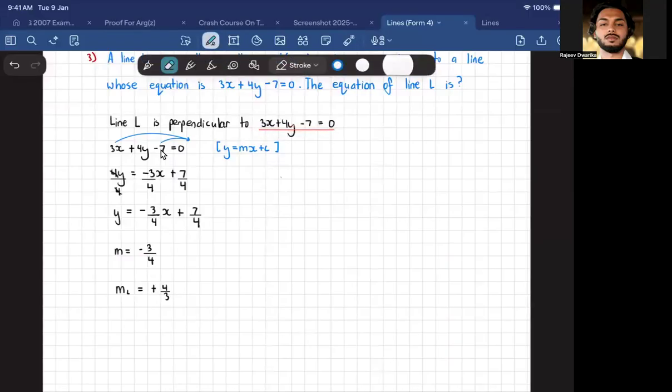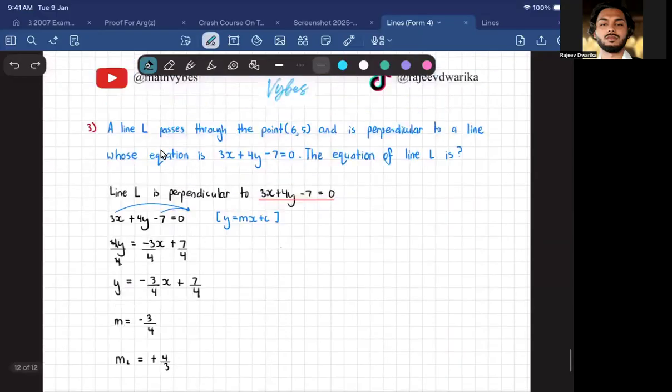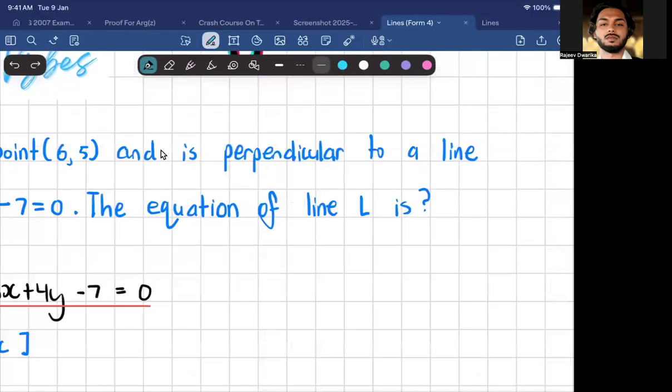So we have the gradient of L is plus 4 over 3. So we have the gradient for line L. But they asked us to find the equation. What's the equation of a line? Tell me, Perseus, what's the equation of a line?